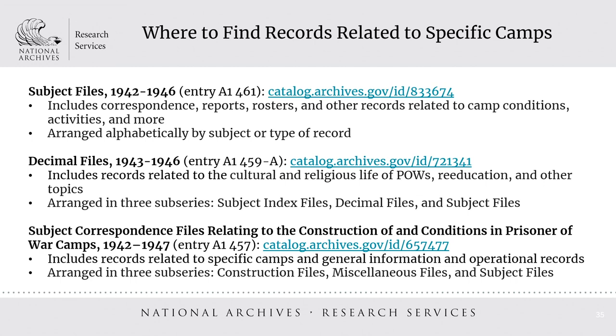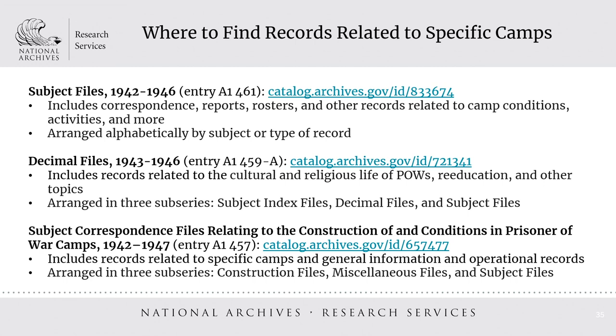The second series, Decimal Files, entry A1459A, was created by the Provost Marshal General's Special Projects Division, and it also includes records related to the activities of individual camps, including social, cultural, and religious life, re-education, and other issues. The third series, subject correspondence files relating to the construction of and conditions in prisoner of war camps, entry A1457, was created by the POW Operations Division, Operations Branch, and it includes information about individual facilities, construction projects, operational records, and so on. We will look at some examples of specific documents from these three series a little later in the presentation.